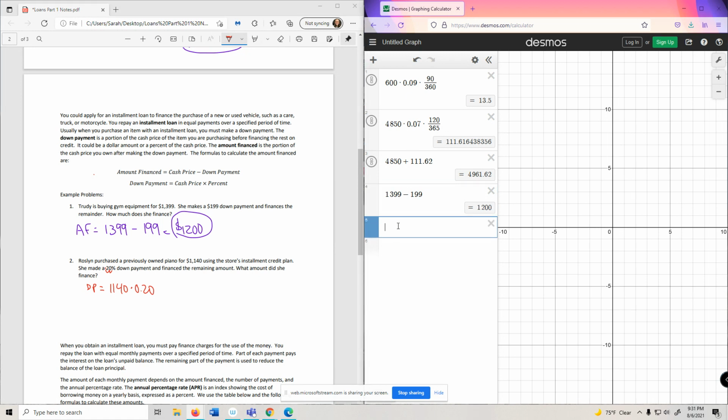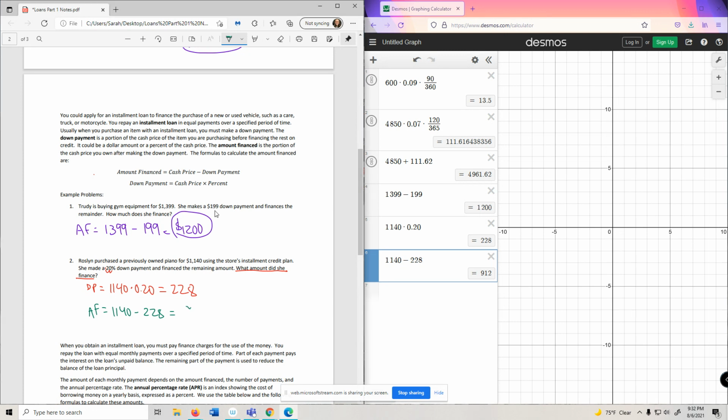So to find that down payment, we get that the down payment is $228. The question didn't ask for the down payment. The question asks, what amount did she finance? So we go back to that first formula we saw. The amount financed is the cash price, $1,140, minus the down payment she already made. When we do that, we get $912. So that's the amount that will go into a payment plan.